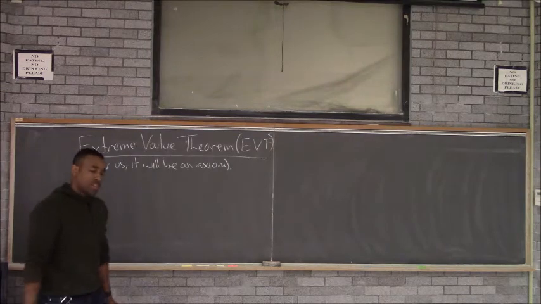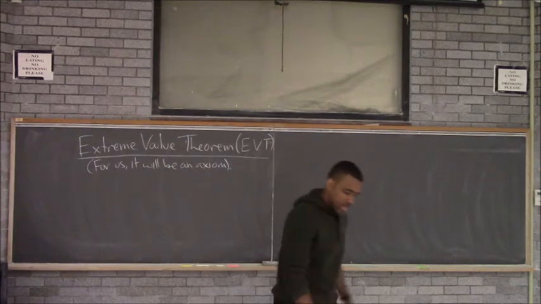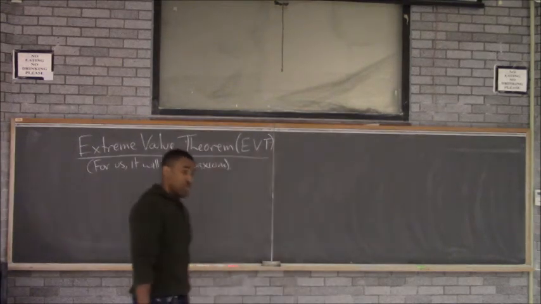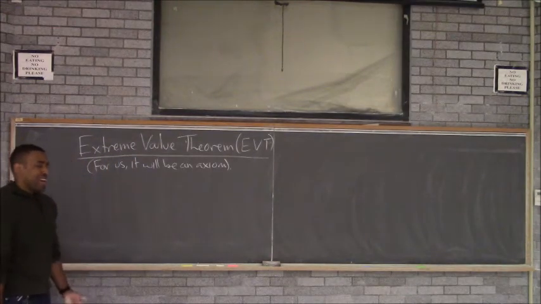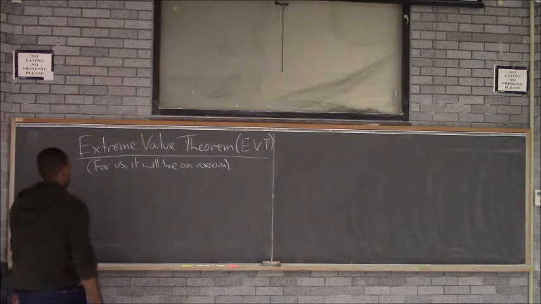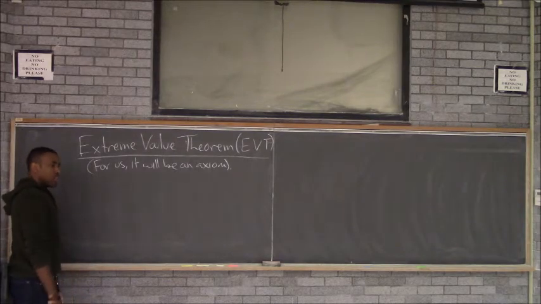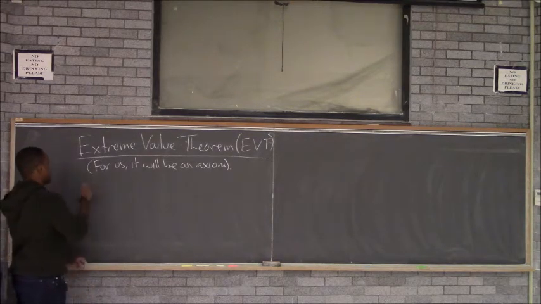First, it'll be an axiom. An axiom is just some mathematical fact that we take true on faith and don't prove. We just say that it has to be true. Okay, here's what the extreme value theorem says.